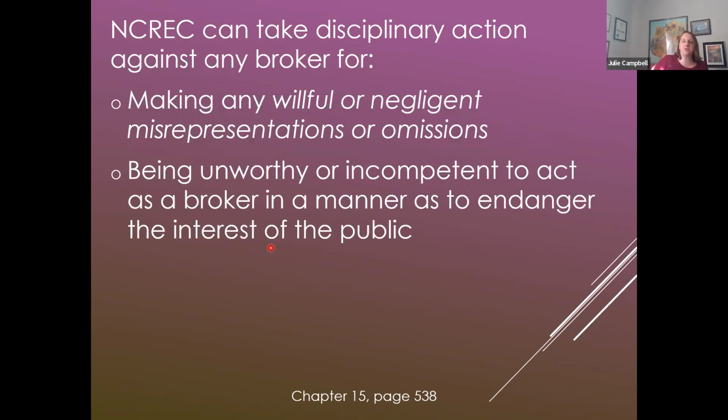And as you can imagine, the Real Estate Commission can take disciplinary action if you don't do these things competently. You could go down for misrepresentation or omission. You could go down for not performing it in a competent manner. It's one of the duties we owe the public, to act worthy and competent. Bottom line, if you're not comfortable doing the assignment, don't accept it until you get that training, until you get that knowledge.